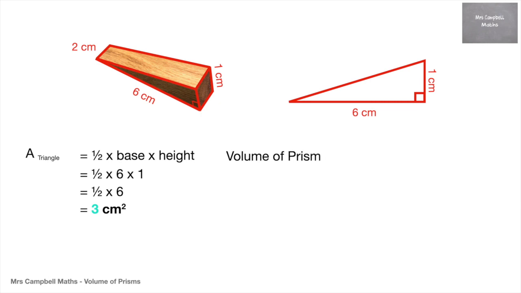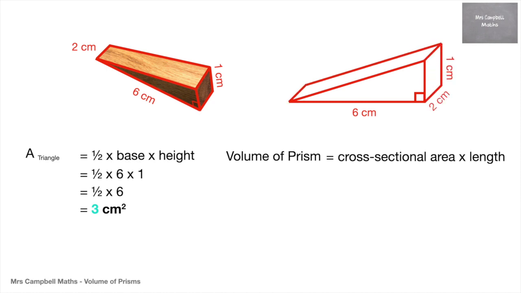We are asked to work out the volume of the prism. Remember, we said it's the cross-sectional area times the length. And we've extended it there. Can you see there that the length is 2 in this case? And if we put that in, that would be the cross-sectional area we worked out in the previous example. The length is 2, 3 times 2, 6 cubic centimetres. So the volume of that prism is 6 cubic centimetres.